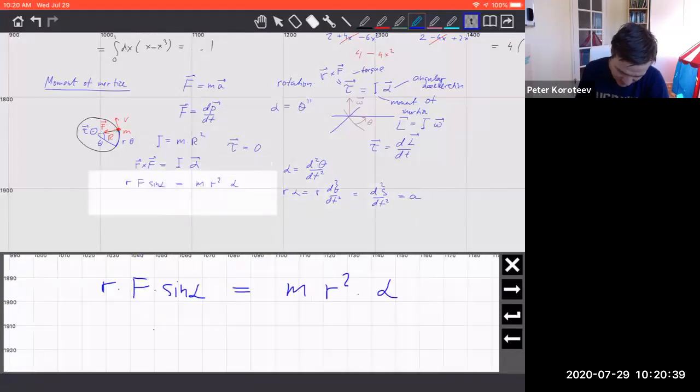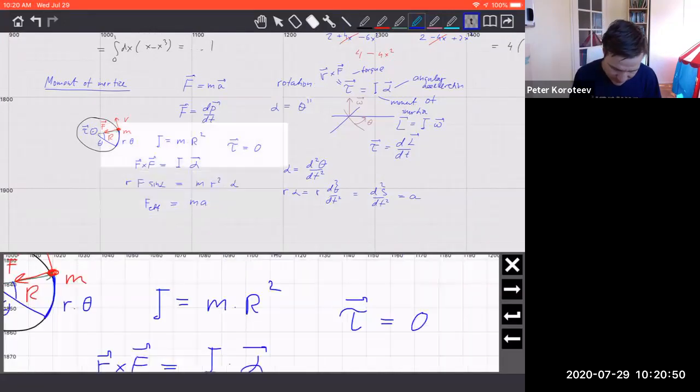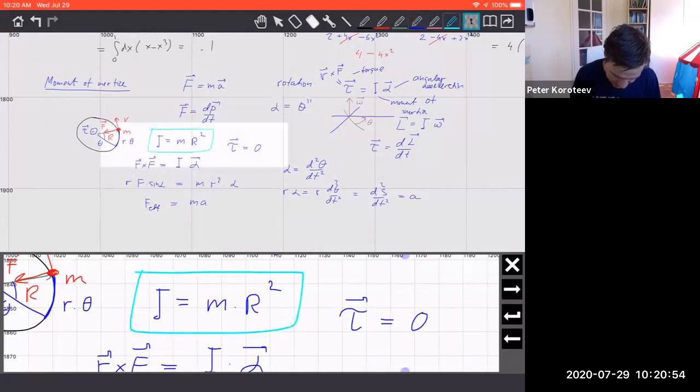So from this equation, you have the force. There's some effective force equal to ma. And so it shows that these two equations are equivalent, provided that the moment of inertia of a point particle, which spins around an axis at distance r, is equal to m r squared.